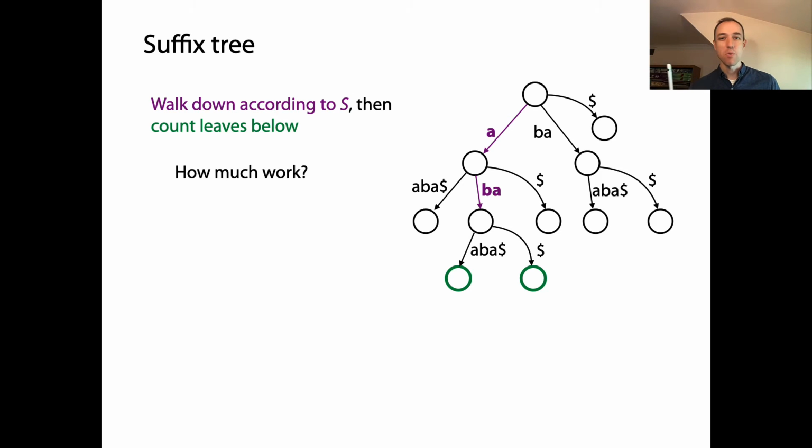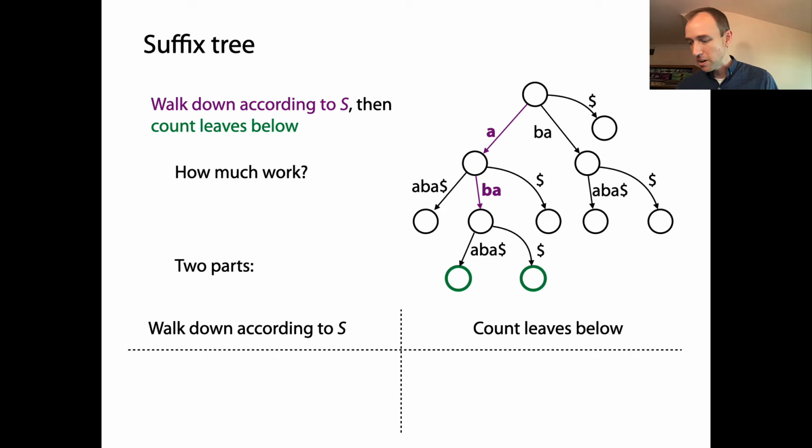What's the time required for this algorithm? We can think of this separately for the two parts. The walking down according to S, that part we already know because we just said this for the presence-absence query: that it's big O of n time, by our usual walk down argument. So no problem. But what about that second part?